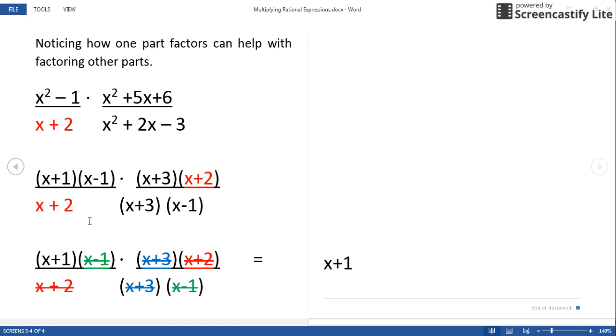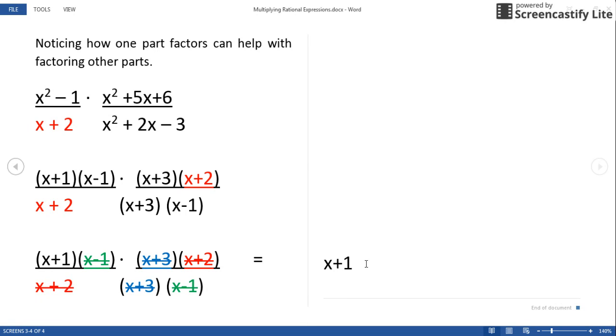Now we can cancel out the things that match up directly. The x plus 2 that we noticed first matches the x plus 2 over here. The x plus 3 that we noticed second matches with the x plus 3 below. And then the x minus 1s diagonally cancel out as well. So it looks like the only thing that's left is an x plus 1 on the top. If what you've got left is just on the top, then that's all you need to say, and x plus 1 is our answer.